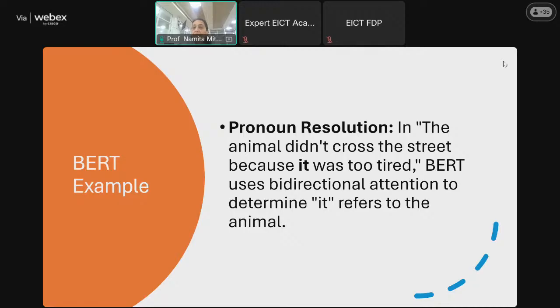The third example is: the animal didn't cross the street because it was too tired. We have taken the same example before also. What is "it"? BERT uses bidirectional attention to determine that "it" refers to the animal, because the animal was too tired. The animal didn't cross the street because it was too tired. So it uses bidirectional attention to find who was tired. Who was tired? It was the animal only. That is how it is resolved in BERT.